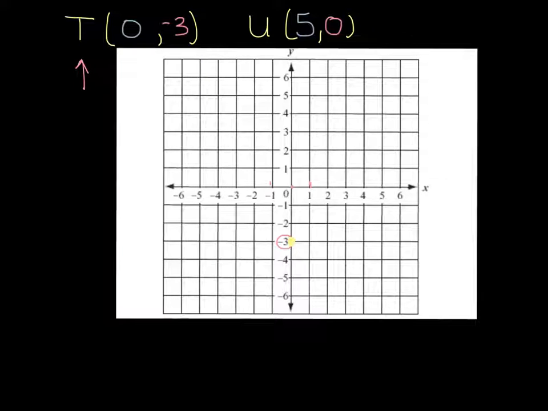The opposite is true if I have a point where 0 is my y-coordinate. So let's take a look at point U. If I have a point at 5, 0, so 5 is my x-coordinate and 0 is my y-coordinate, well, here's where 1 and -1 are for y, so 0 falls on my origin. So I would put point U on the x-axis.